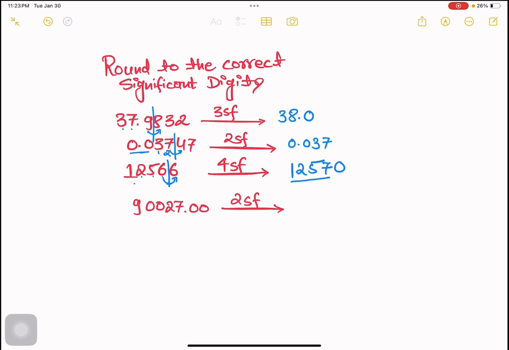Alright, so what about this one? I need two significant figures. If you write this like 90000, this is wrong, okay, because it has only one significant figure. So in order to make it two, what I can do instead is write 9.0 and put it in scientific notation. Okay, so this is 2 sig figs. This is a large number, okay, 90,000, so the exponent should be positive.